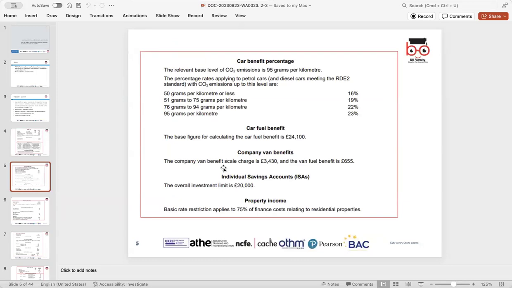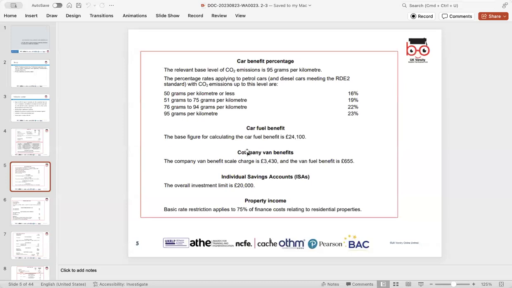Now, car benefits percentage, car fuel benefits, company van benefits, and ISA or individual savings accounts, and property income. For cars, the relevant base level of CO2 emissions is 95 grams per kilometer. The percentage rate applies to petrol cars and diesel cars meeting the RDE2 standards, and CO2 emissions up to these levels: 50 grams per kilometer or less, 16%; 51 to 75 grams per kilometer, 19%; 76 to 94 grams, 22%; 95 grams, for example here, a 23% tax charge.